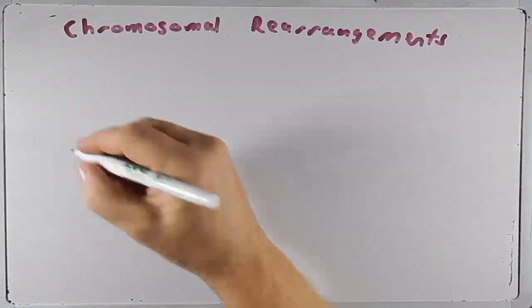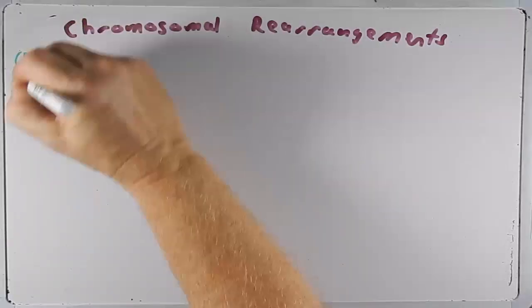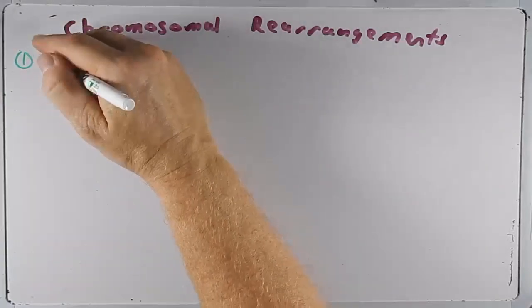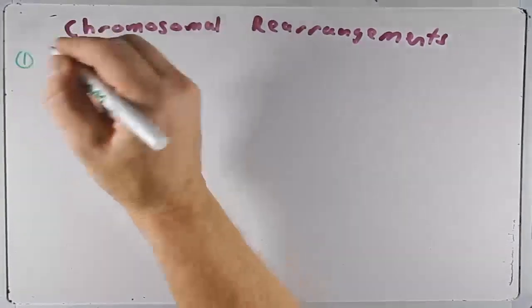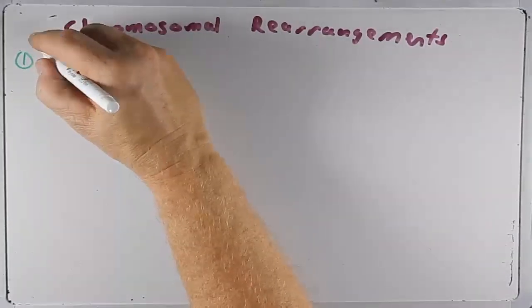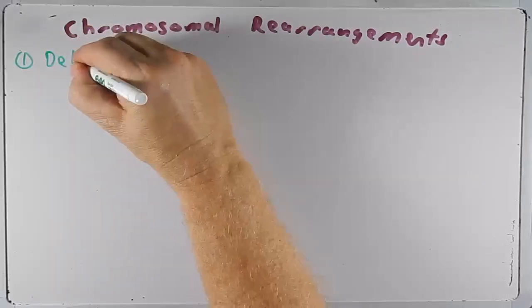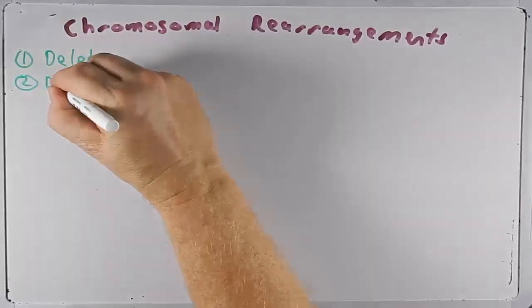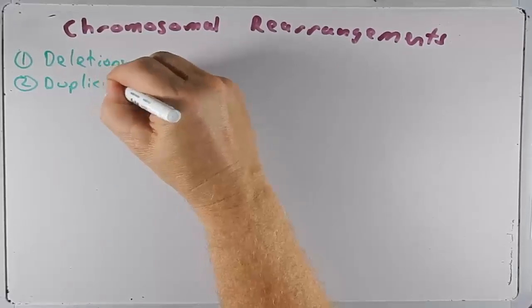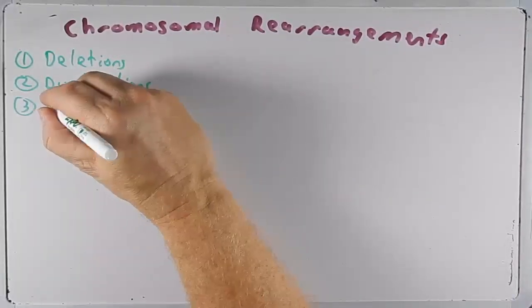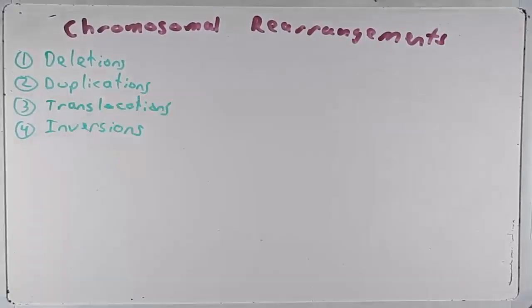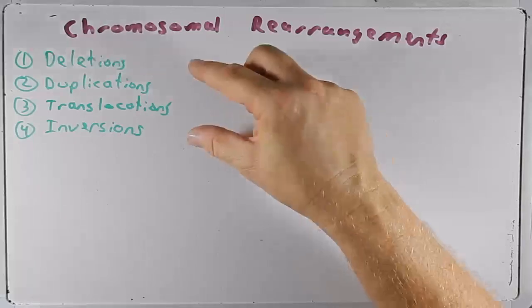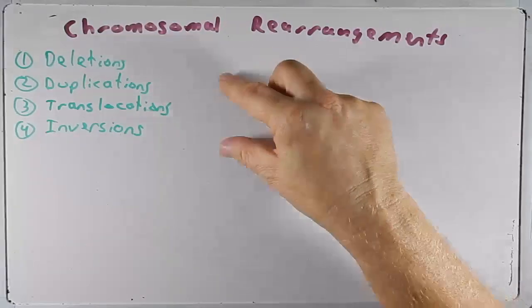And there are 4 chromosomal rearrangements that you need to know. And we're not going to go into quite as much detail as we did with the chromosomal numbers, the aneuploids and polyploids, but you should know these basic things: deletions, duplications, translocations, and inversions. Some of these may appear kind of obvious, but be careful because all of these only concern part of the chromosome.